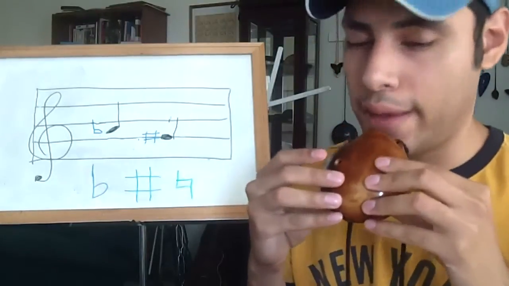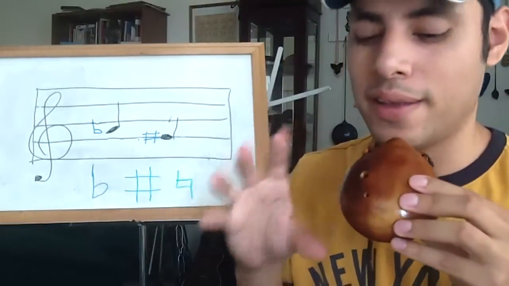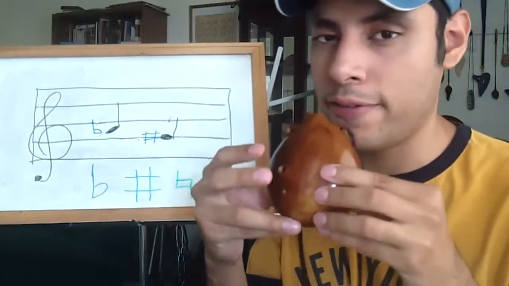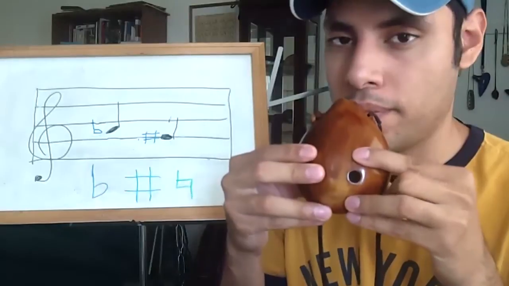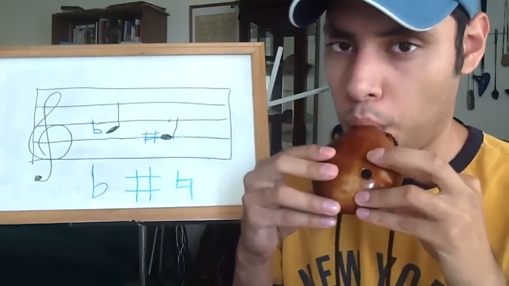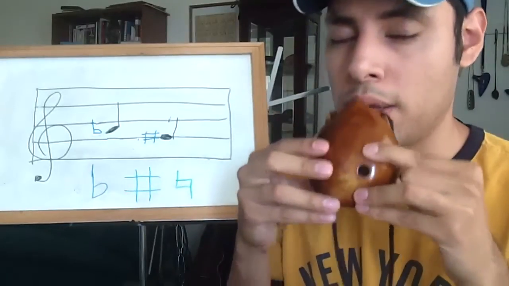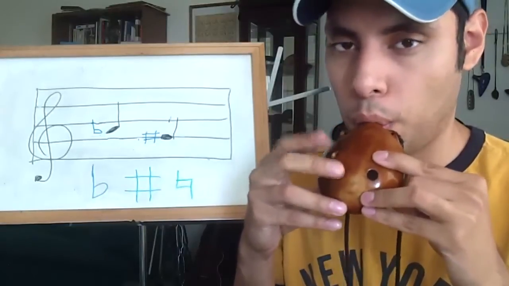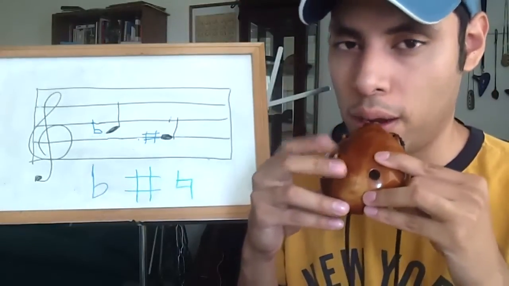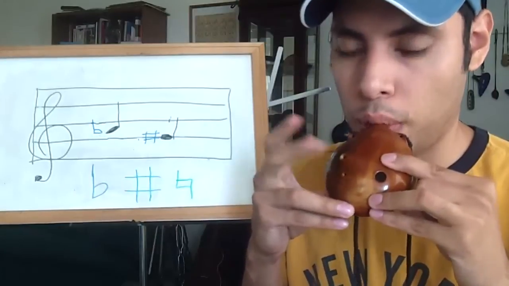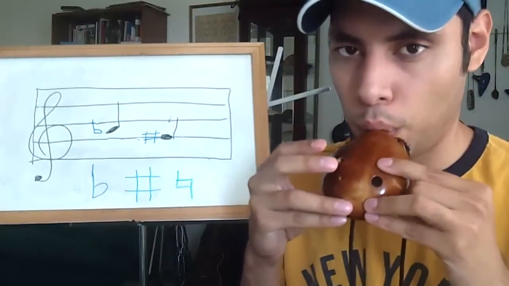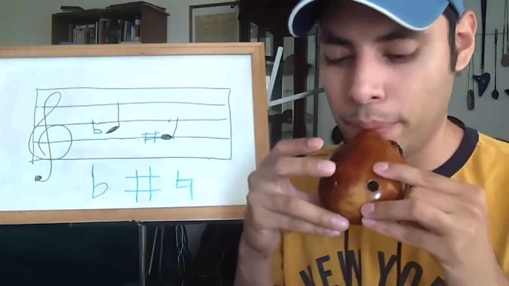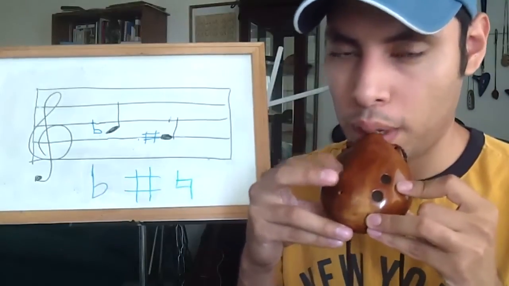E, then you have F, and then you just have to memorize these positions. So F, F sharp, then G, G sharp, or A flat, and then you have A, then A sharp or B flat, C.